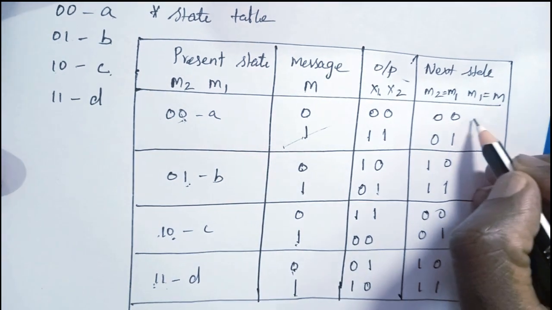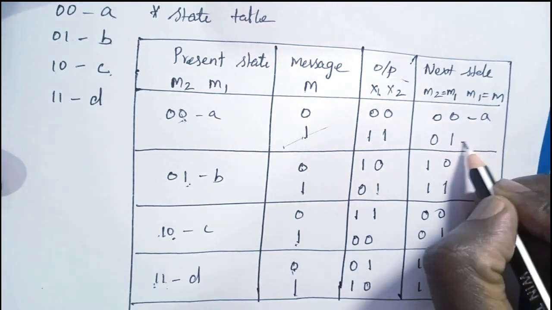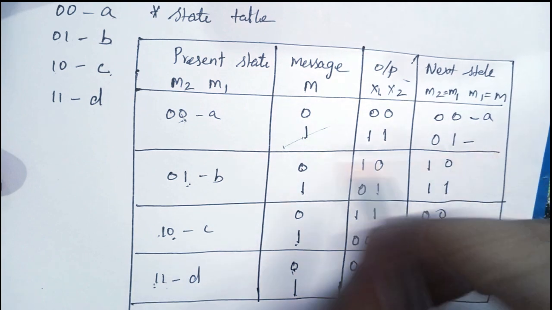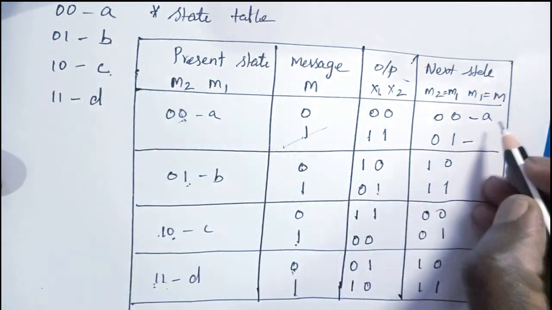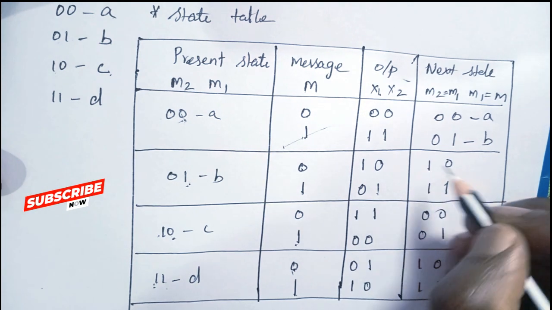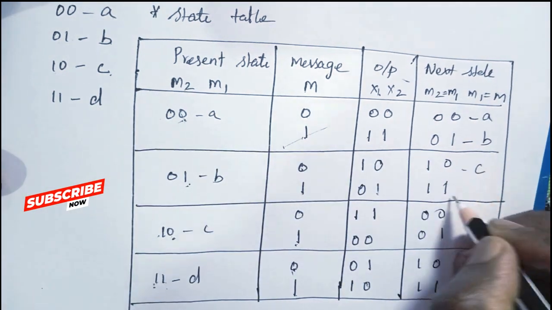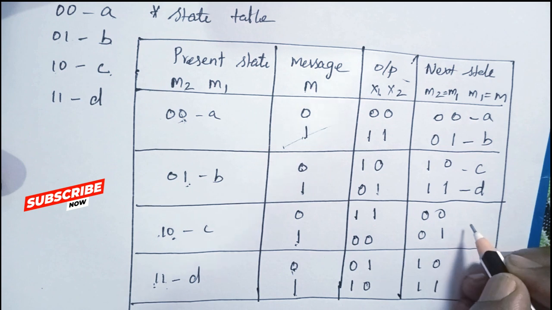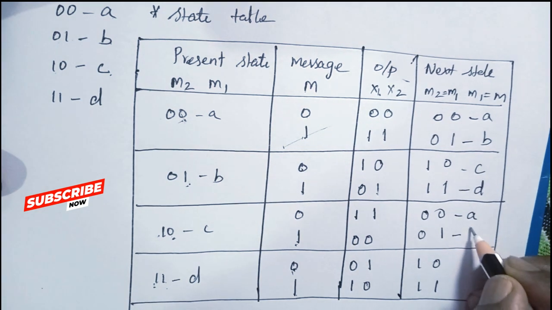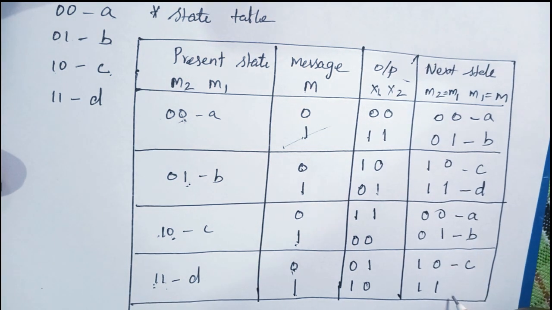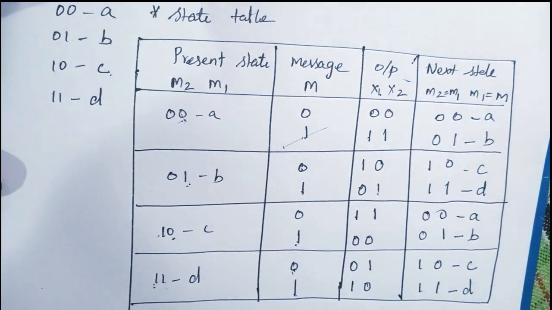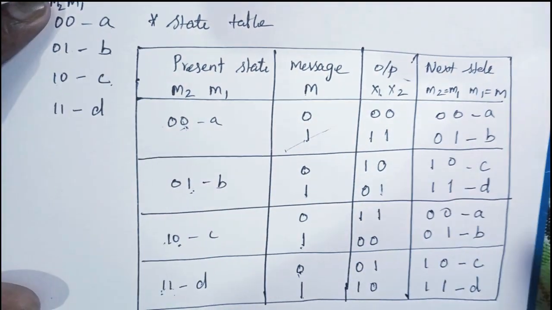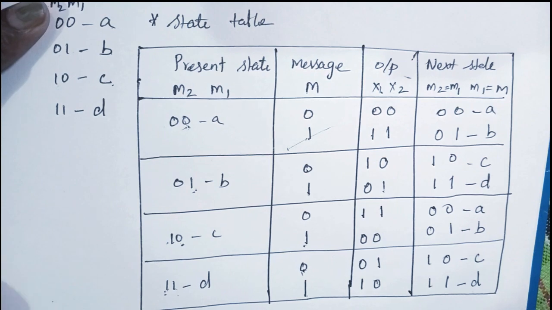So what are these states? 0 0 means it is state A. 0 1 is state B, and 1 0 is state C, and 1 1 is state D. So what we observe, the state table is very very important.